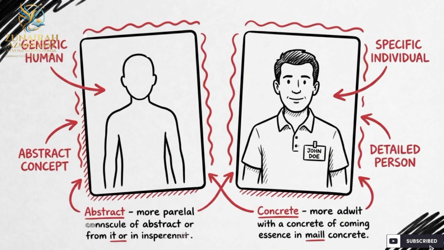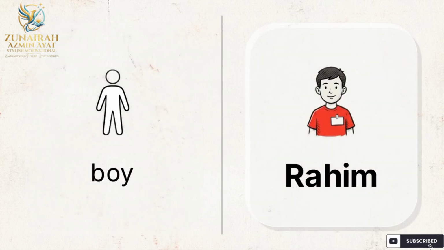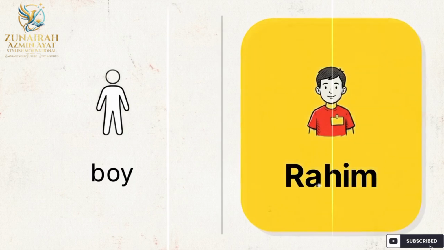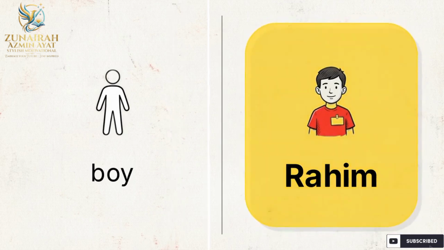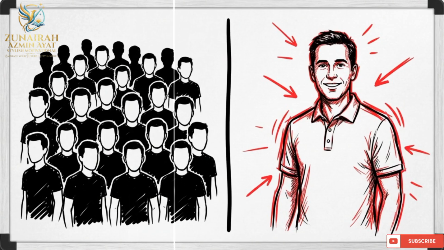To determine if a word is an actual proper noun or simply a category, we can use a mental check called the contrast test. On the left side of this diagram, we have the generic word boy. On the right, we have a specific name, Rahim. When you look at a word, ask yourself, is this any boy or a specific boy? Rahim identifies exactly who is being discussed. Checking for this level of specificity draws a clear line between general categories and proper nouns.